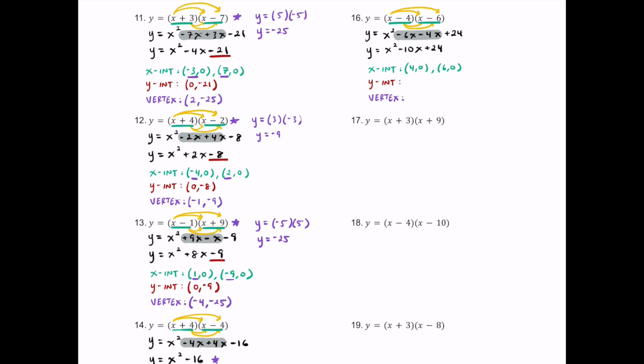These will be the two x-intercepts. This will be the one y-intercept. And for the vertex, I'm going to plug in this 5, which was the x-coordinate for it. This will be 1, negative 1. So 5 comma negative 1 would be the vertex. Let's try 17.